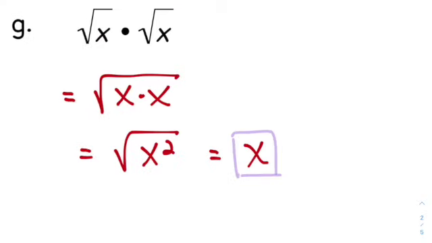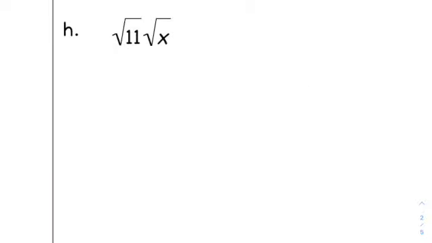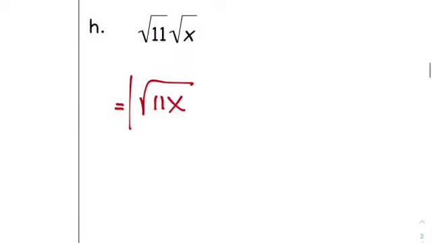Letter G, if both root indexes are the same, you can multiply the radicands underneath. So there will be x times x, that gives you x squared. Square root of x squared is x. That's your answer. And then letter H is just going to be square root of 11 times x, because you can just multiply them, and there's nothing to break down. The answer is going to be square root of 11x.